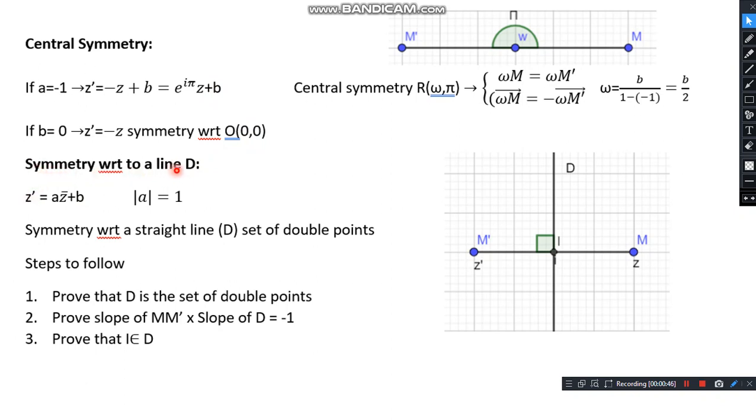Symmetry with respect to a straight line. Always, we have a straight line D, a line of symmetry. If you have z prime equals a z bar plus b, but be careful, the norm of a must be 1. In this case, the set of symmetry points is a line. If you want to prove it, we need to prove that this line is a set of double points. We're going to find it first, and then prove that the product of the slopes of MM prime and D equals minus 1, so they are perpendicular. And if I is the midpoint of MM prime, this I must belong to the line D.